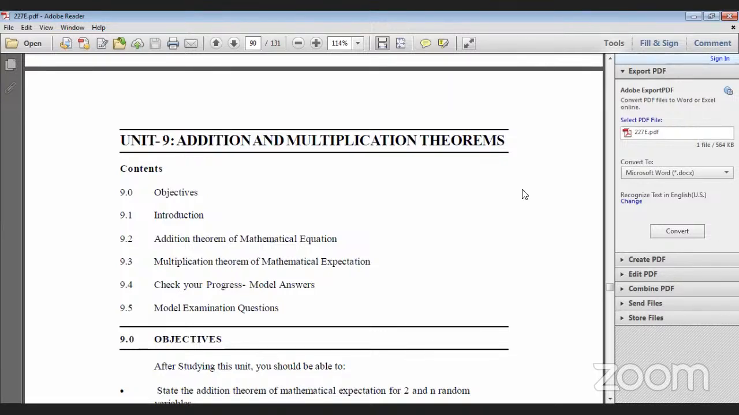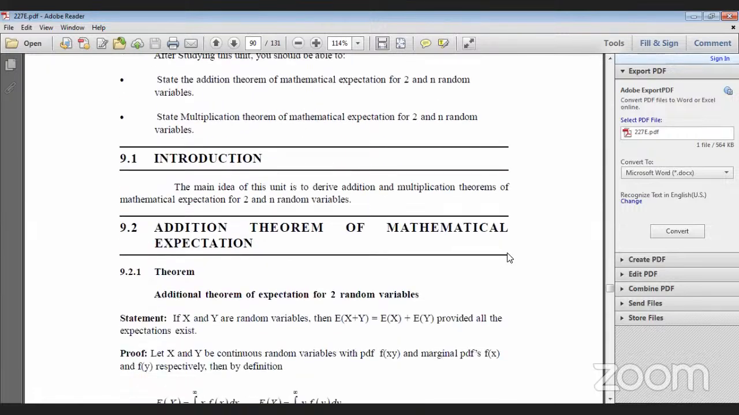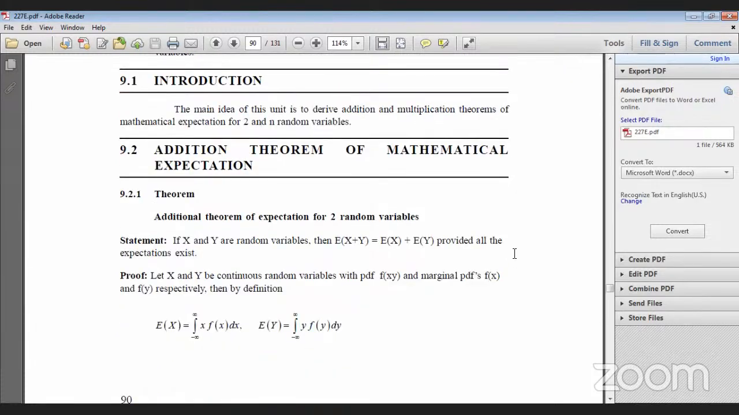Addition and multiplication theorems we can learn today: the addition theorem of mathematical expectation and the multiplication theorem of mathematical expectation. First, the addition theorem of expectation of two random variables, that means x and y. Suppose x and y are random variables, then E of x plus y is E of x plus E of y, provided all the expectations exist. Let x and y be continuous random variables with PDF f of x, where f of x and f of y are the marginal PDFs.